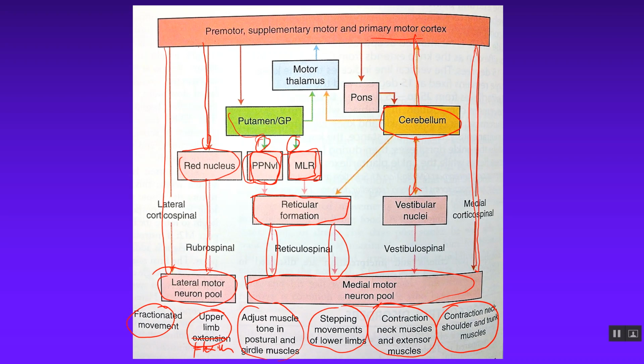Cerebellum also communicates back up to the motor cortex to help influence the next signal coming down, via the thalamus, which goes back up to the motor cortex.